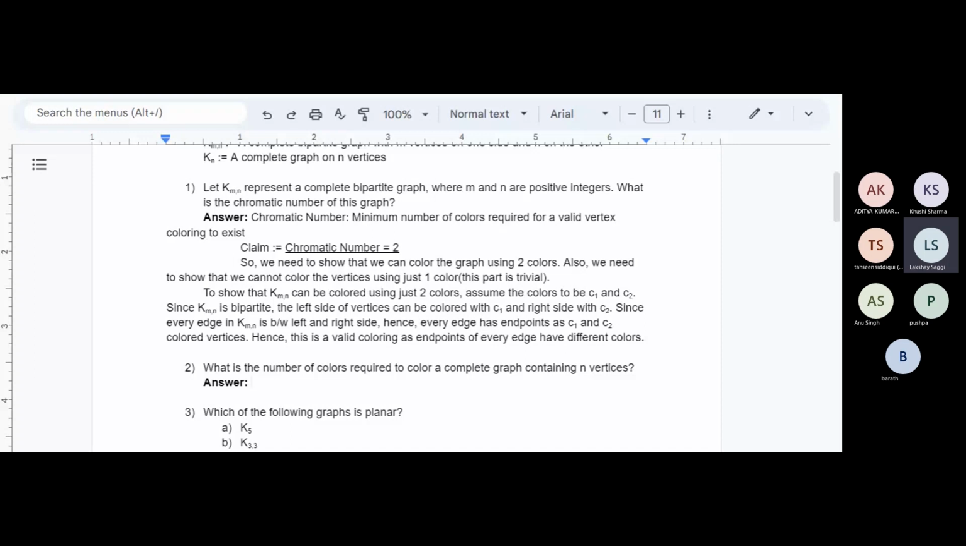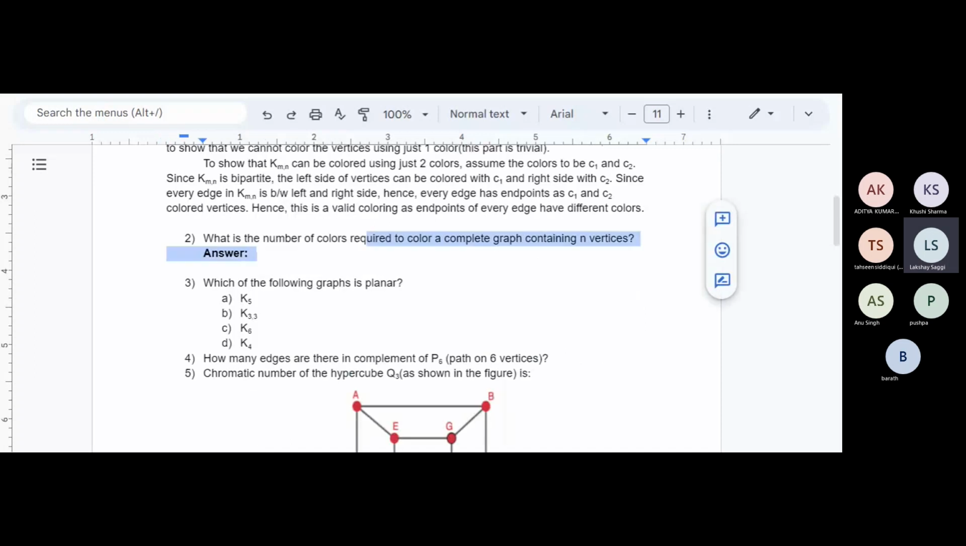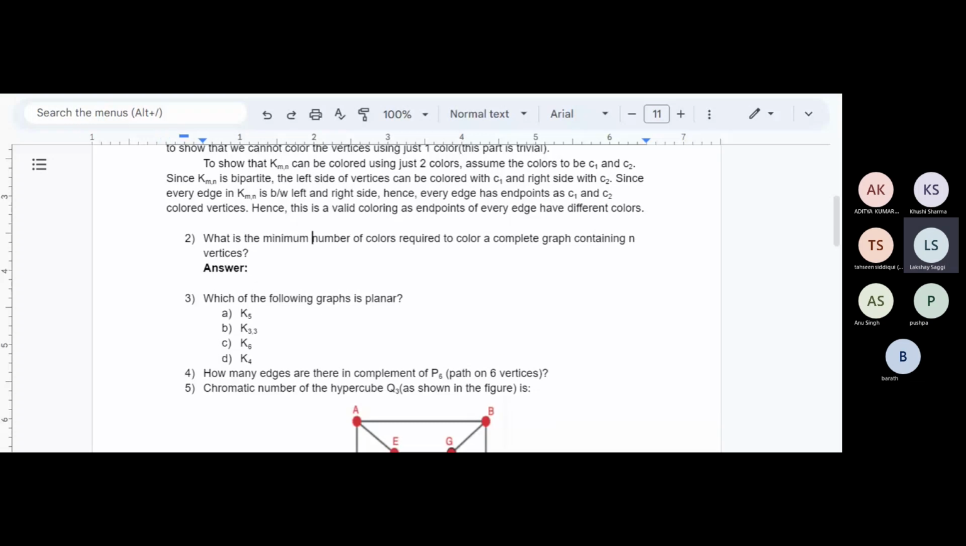The second question is asking, what is the number of colors required to color a complete graph containing n vertices? So suppose we have a complete graph. Basically, what we have is K_n, a complete graph on n vertices, so there exists an edge between every pair of vertices. Here, what do you think, guys? What will be the minimum number of colors needed?